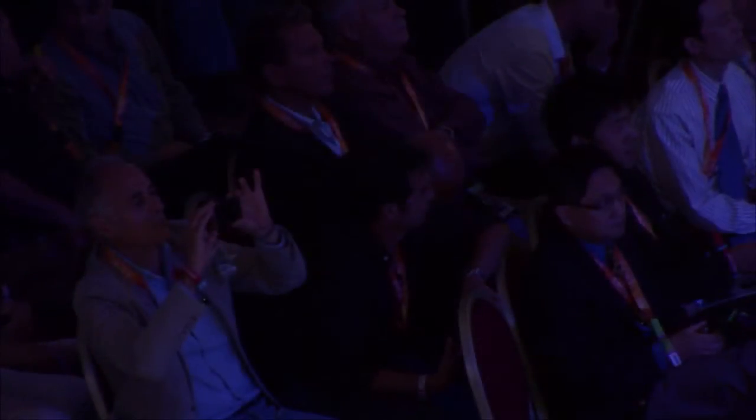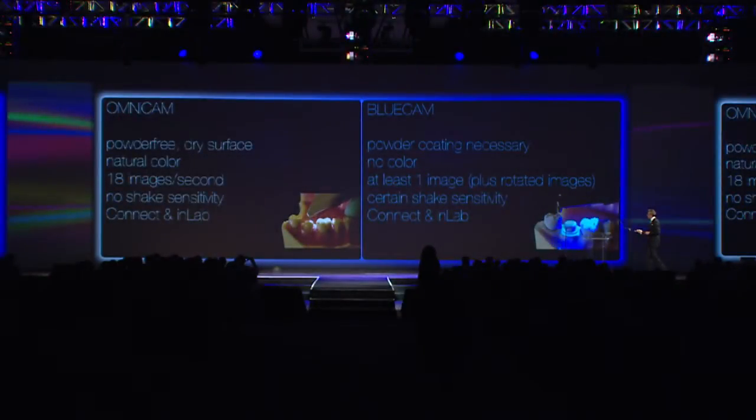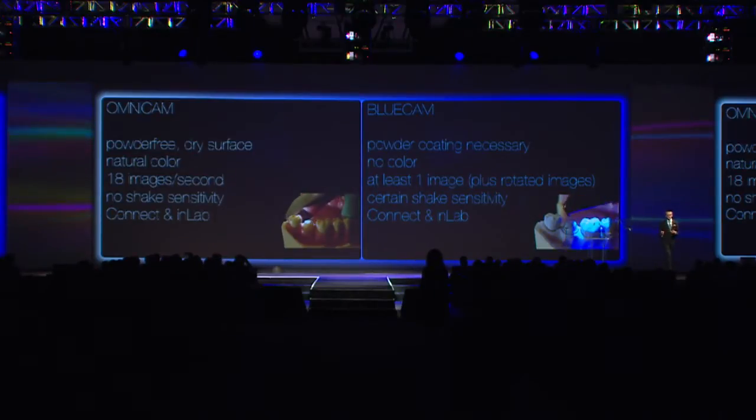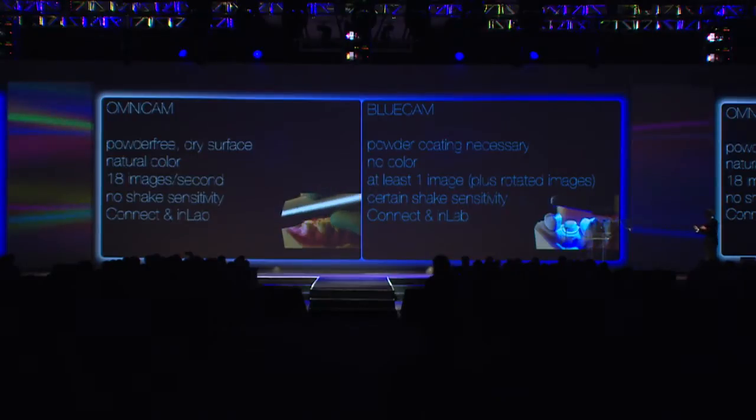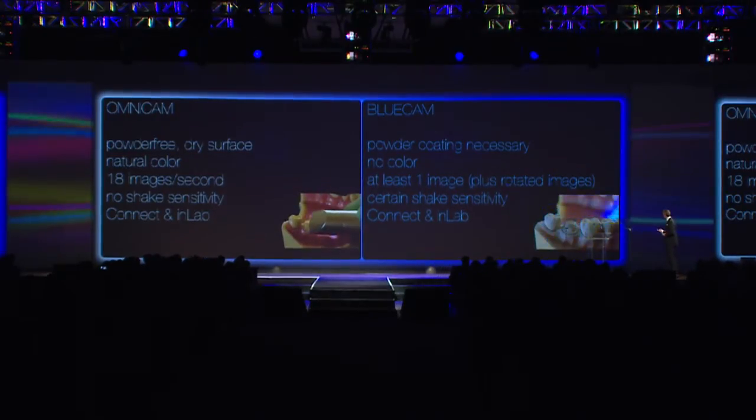We have no color with blue cam, and we have natural color. Maybe in future we can also do a color determination with our OmniCam camera. With the OmniCam, we are doing 18 images per second. It's like a movie. With the blue cam camera, we are doing at least one image and then additional images to create a 3D model plus the rotated images if you would like to do them.